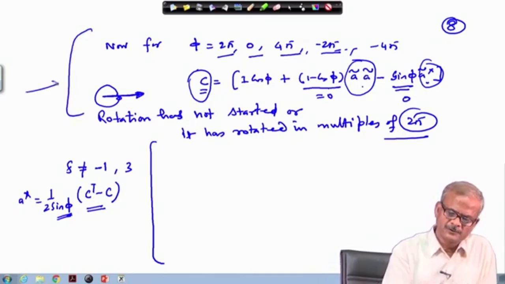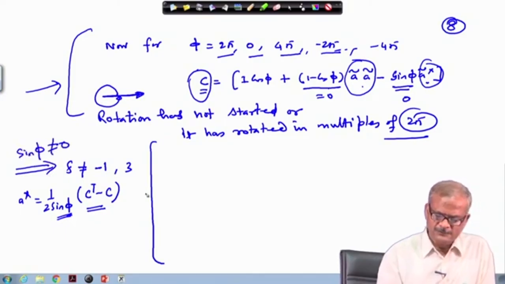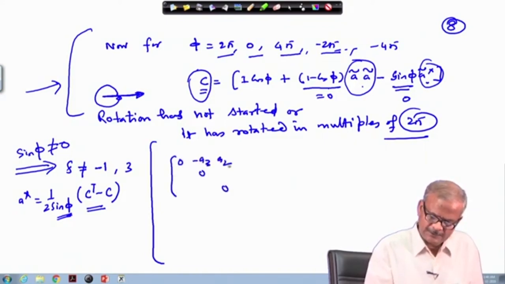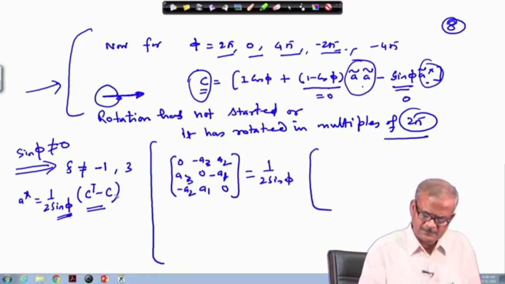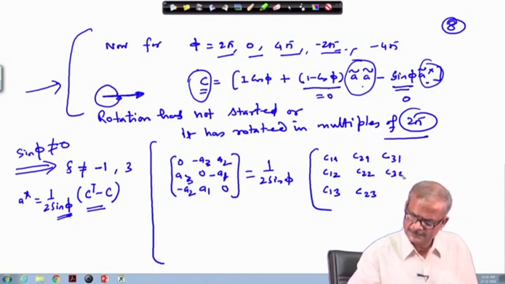So one problem has been resolved here, for the particular case where sin phi is non-zero, we are able to define it uniquely. You can do that by writing A tilde cross as the matrix with rows 0, minus A3, A2; then A3, 0, minus A1; then minus A2, A1, 0. On the right hand side, expand by writing 1 by 2 sin phi times C transpose minus C. C transpose has the elements C11, C12, C13, then C21, C22, C23, and C31, C32, C33.